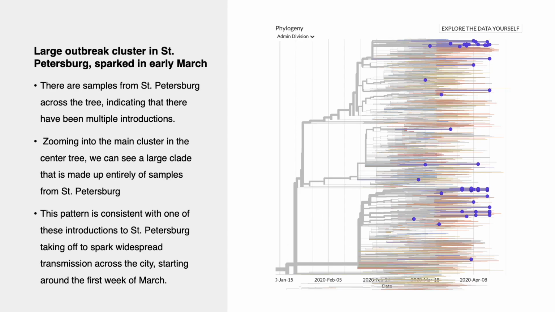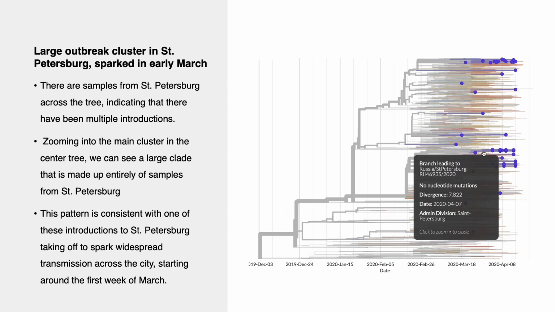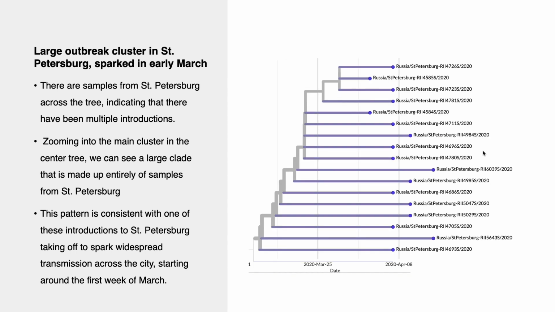We can look at St. Petersburg as a counterexample. There are samples from St. Petersburg across the tree, indicating that there have been multiple introductions. Contrastingly, if you click Explore the data yourself and zoom into the main cluster in the center of this view, we can see a large clade that is made up entirely of samples from St. Petersburg. This pattern is consistent with one of these introductions to St. Petersburg taking off to spark widespread transmission across the city, starting around the first week of March. This large outbreak cluster is most closely related to samples from Western Europe, although we cannot rule out the possibility of an unsampled intermediate transmission from elsewhere.